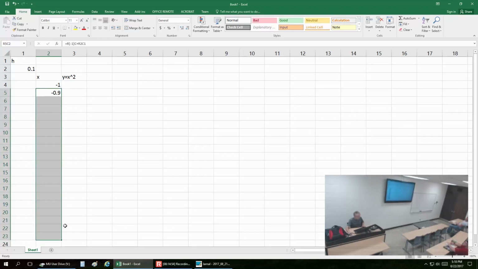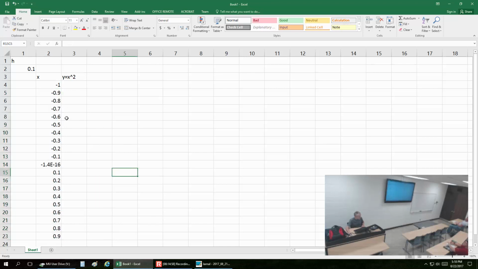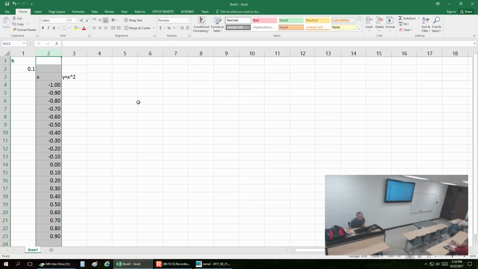and I will have that formula appearing, computing this more and more. So let me make it look nicer. Okay, I will make numbers. Right. So from -1, -0.9, -0.8, and so on. This way we have the x values.